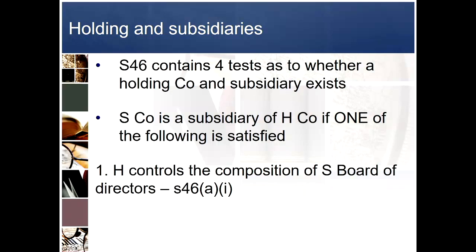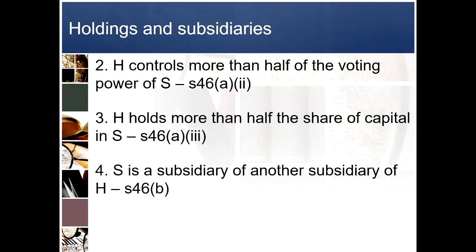So the first test is whether the holding company controls the composition of the subsidiary's board of directors. How do you control the composition of the board of directors? If you have more than 50% of the shares. So what are the second and third tests? The second test is, does the holding company control more than half of the voting power of the subsidiary? And the third test is, does the holding company hold more than half of the share capital in the subsidiary? So there's a lot of overlap between those first three little tests, if you like.